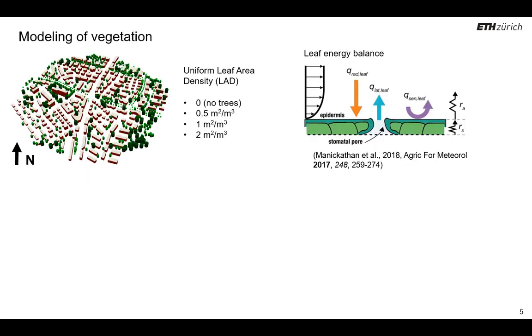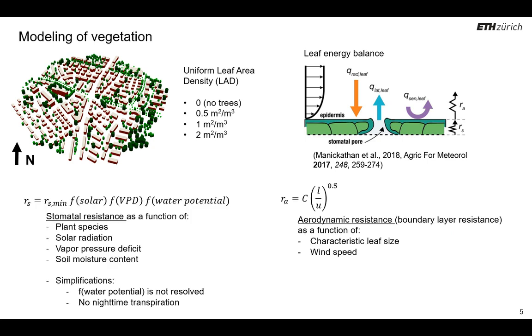Then we have the vegetation, where we have volumetric vegetation models with different leaf area densities. For the transpiration we have stomatal resistance, which the tree regulates itself depending on the species of the tree. Then we have solar radiation, vapor pressure deficit, and the soil moisture content. All these depend on different environmental factors, which increase the stomatal resistance. If the stomatal resistance increases, then the transpiration rate decreases. As a simplification, we don't resolve the water potential or soil moisture availability, but I will show a sensitivity analysis towards the end and how it influences transpiration rate and leaf temperatures.